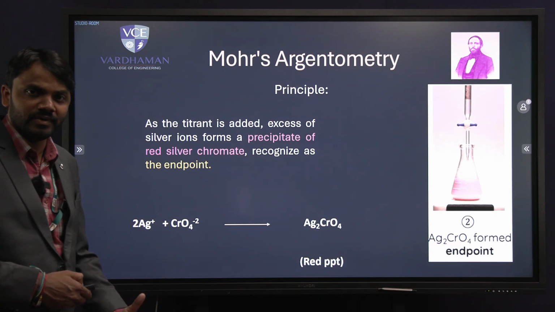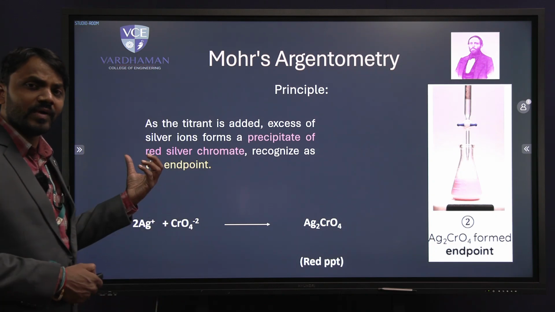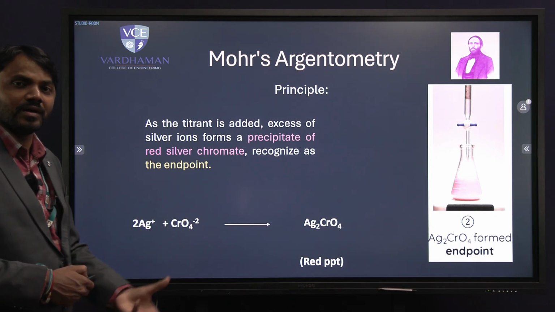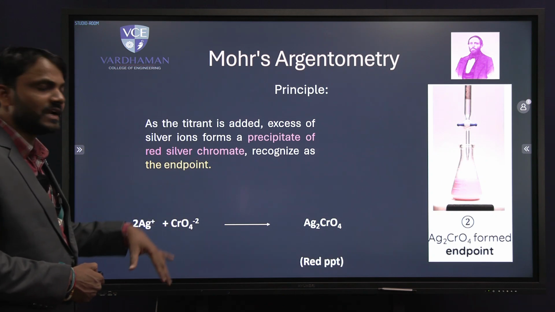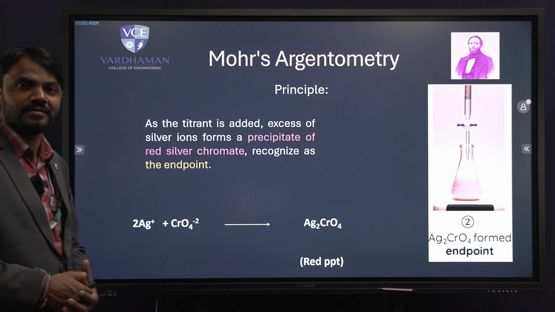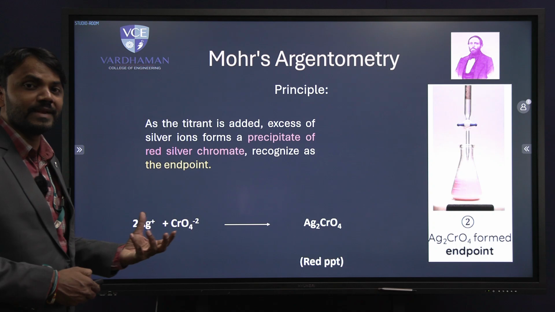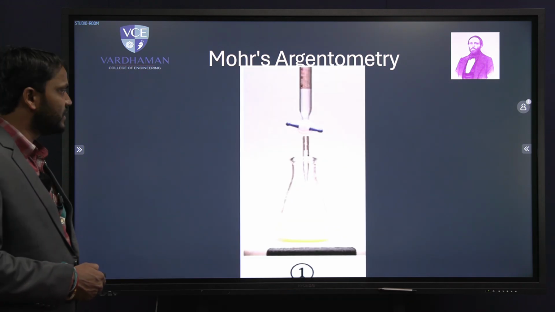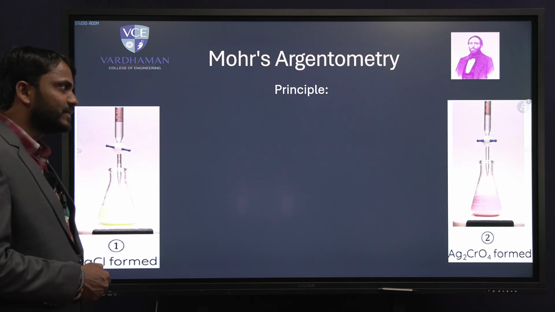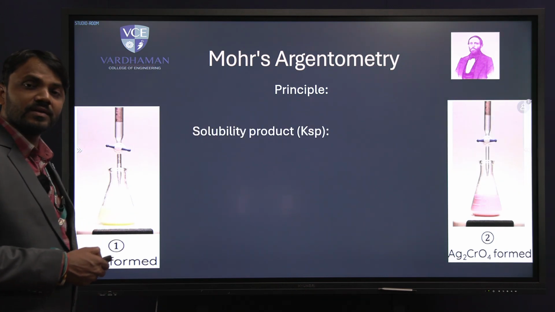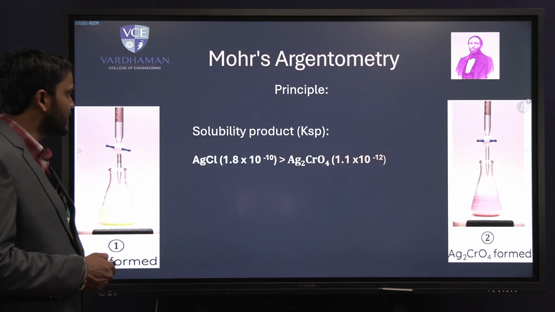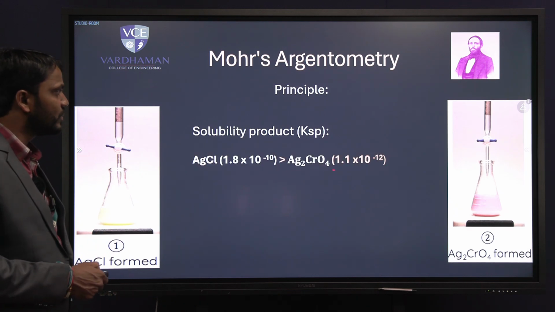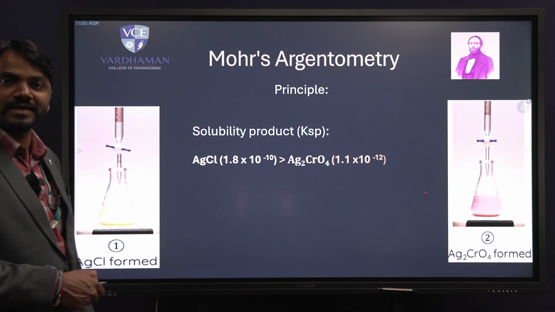But beyond this, we are going to talk about something more. Why is the white precipitate formed first compared to the red precipitate? Why can't the reverse occur, with the red precipitate first and the white precipitate later? Initially a white precipitate forms, and then a red precipitate. This is explained on the basis of the solubility products of AgCl and silver chromate. The solubility product of silver chloride is 1.8 × 10^-10, while the solubility product of silver chromate is 1.1 × 10^-12.